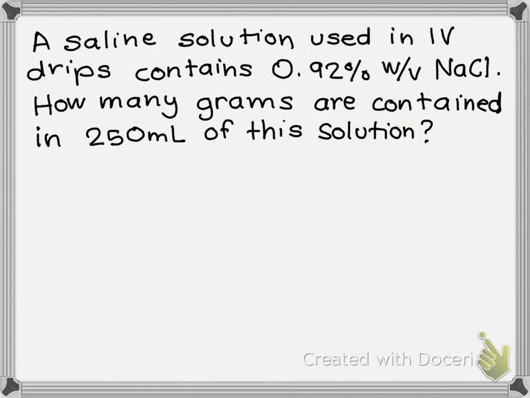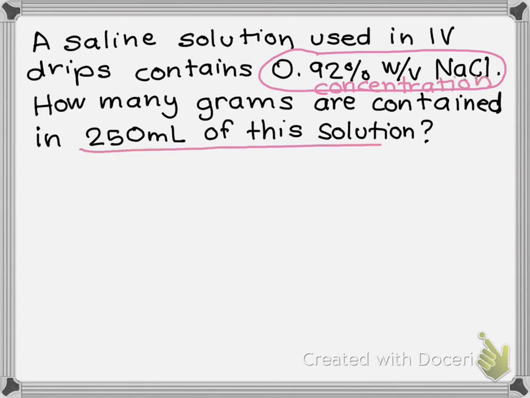So here's another one, and let's try it. You might go ahead and try to do it before I start doing one way or the other. And I'll do both ways again. So I read this problem. A saline solution used in IV drips contains a 0.92% weight to volume sodium chloride. So this right here is my concentration. And it says how many grams are contained in 250 milliliters of this solution. So this is the total amount of solution.